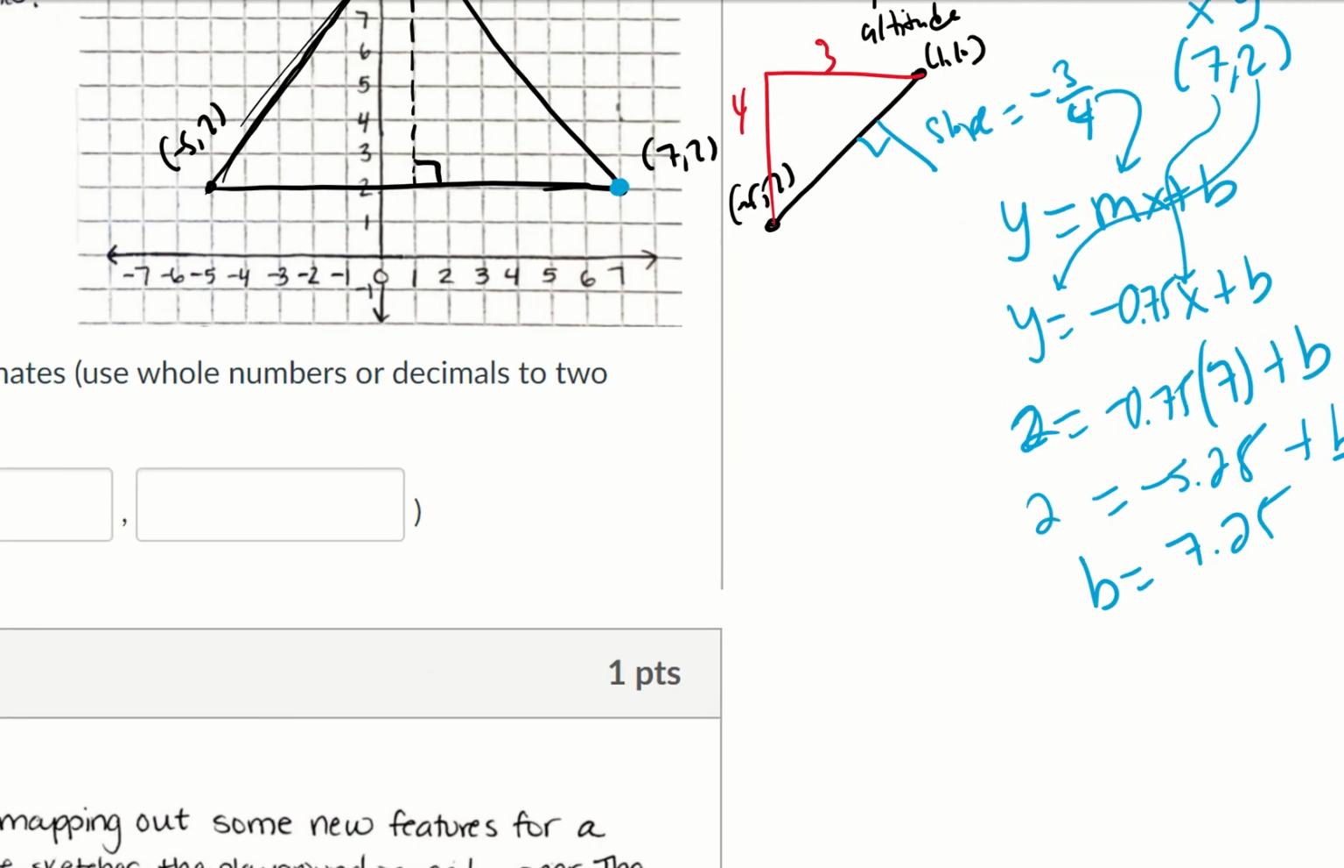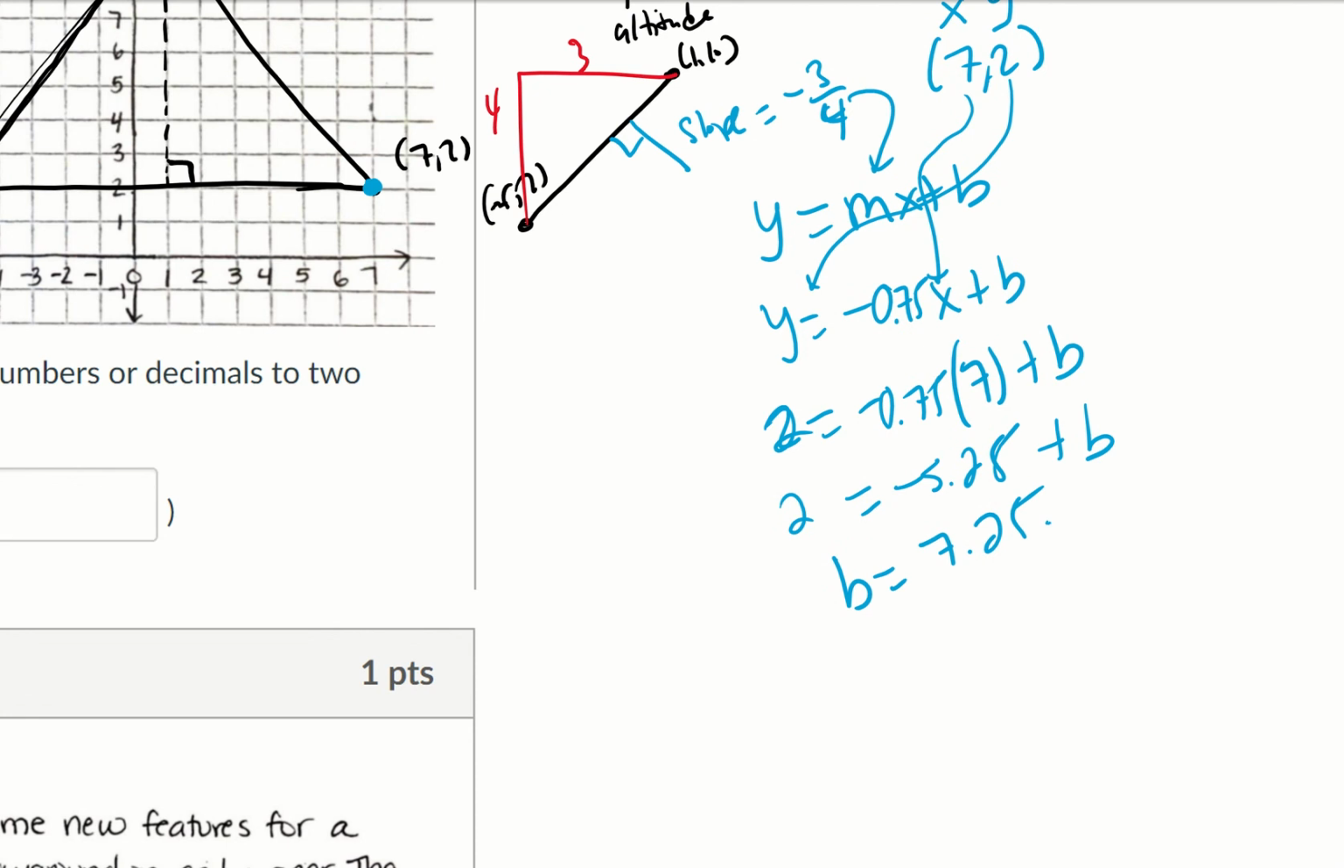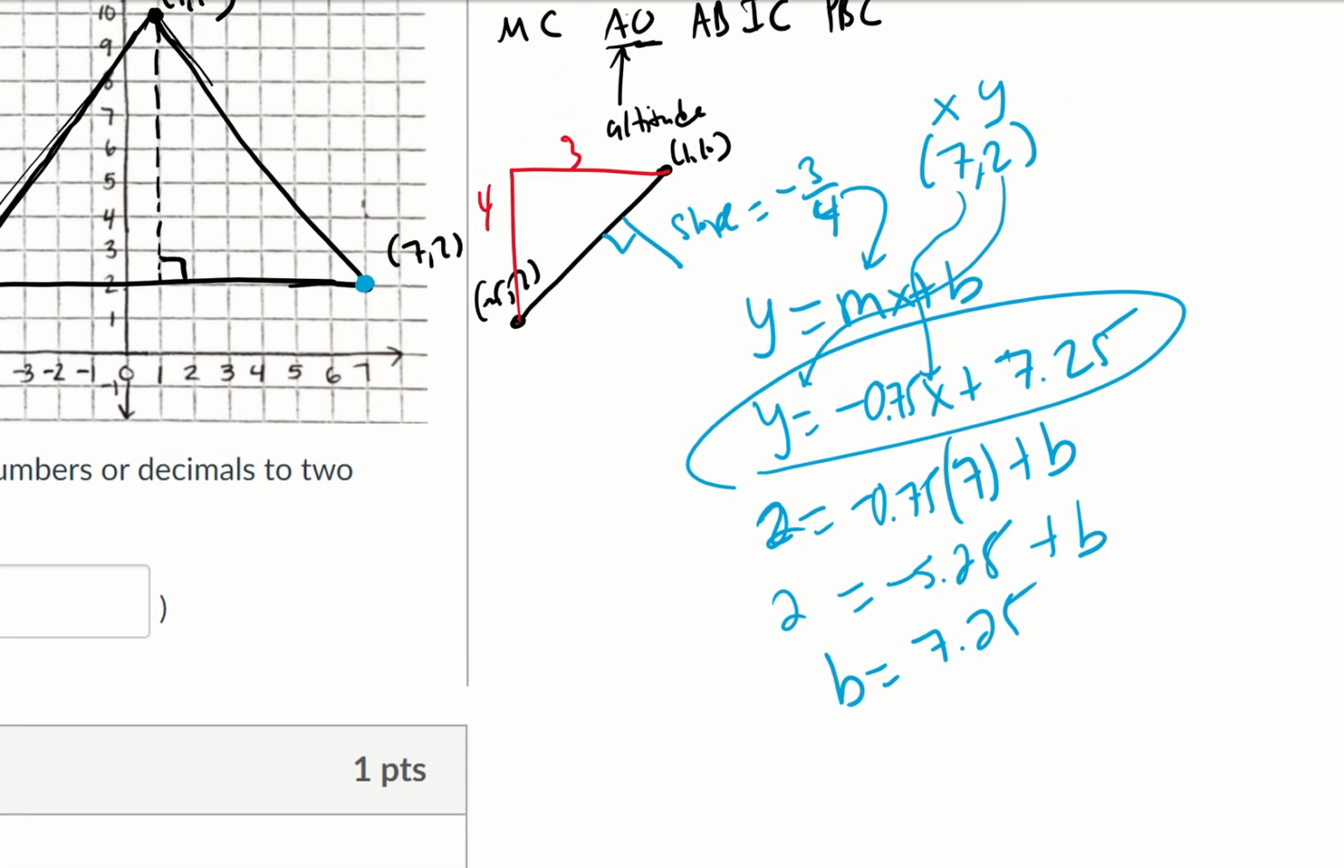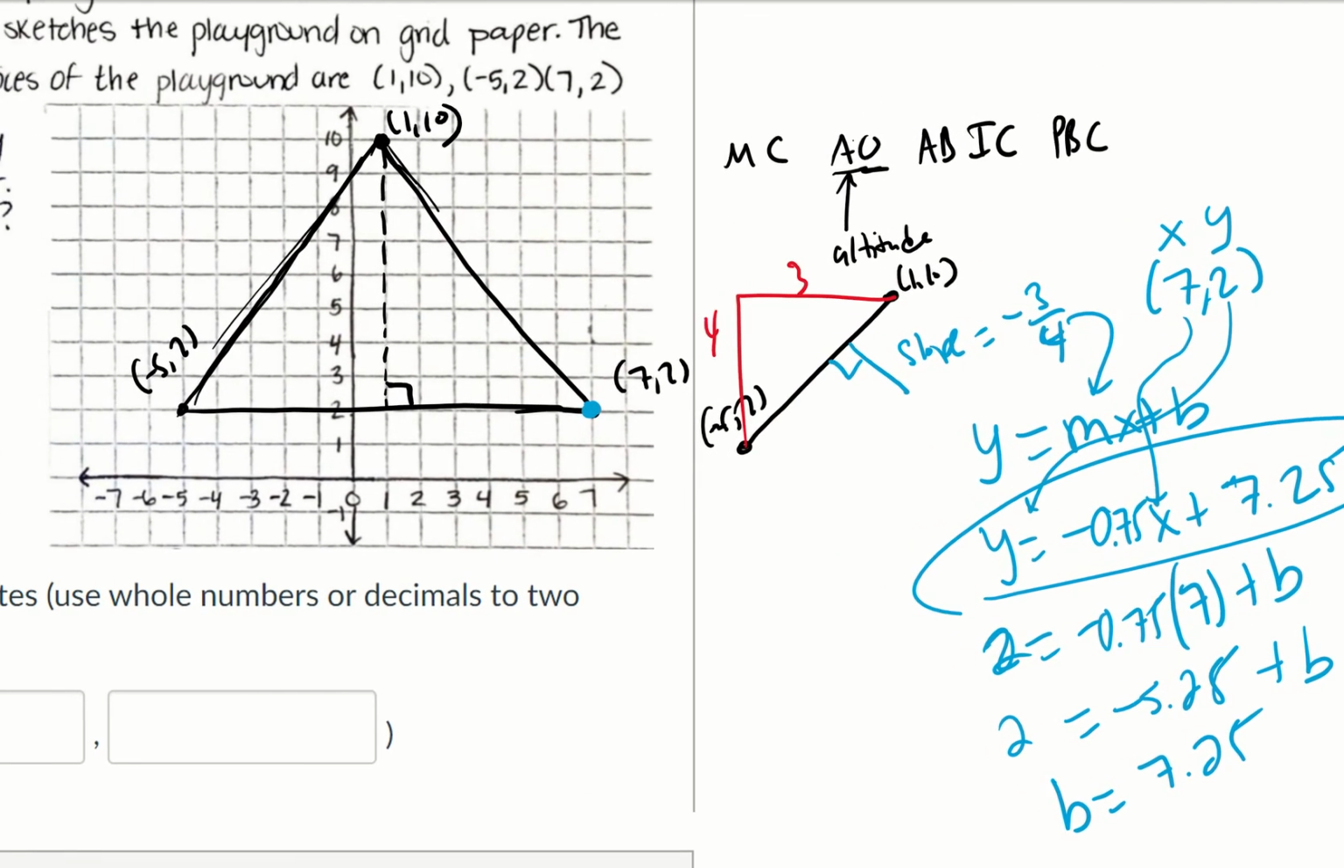All right, so we got our b, and let's go ahead and replace that b with that. So let's do that now. Okay, so that's the equation of that line, and I will mark that. So let's go ahead and draw the line.